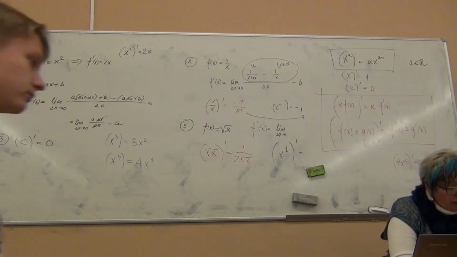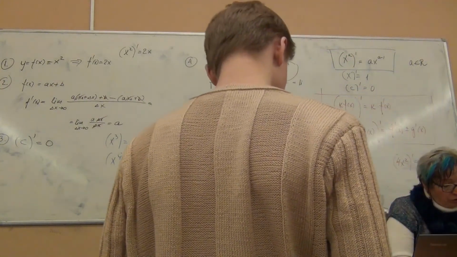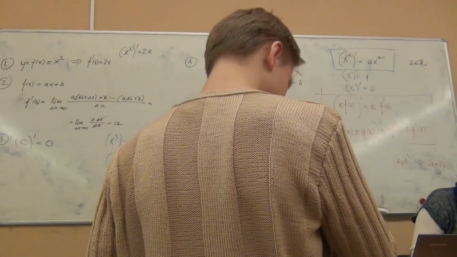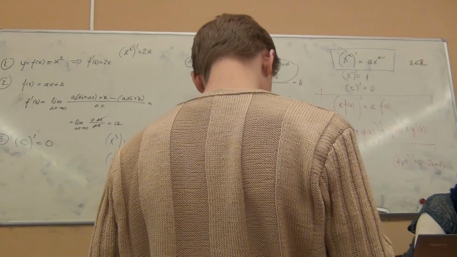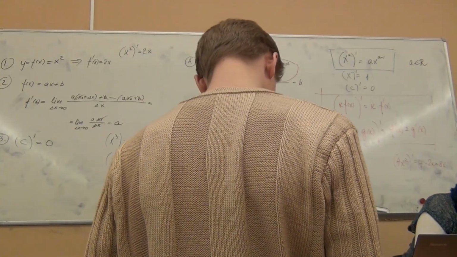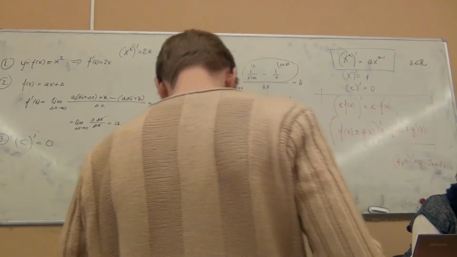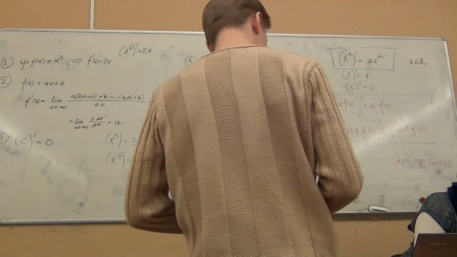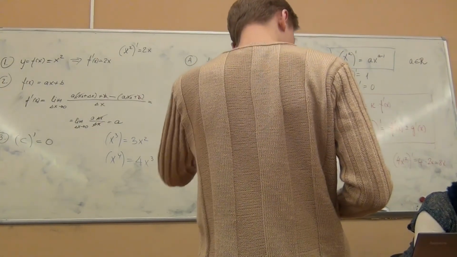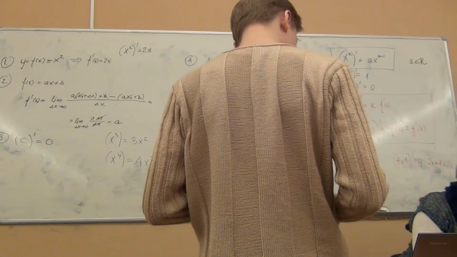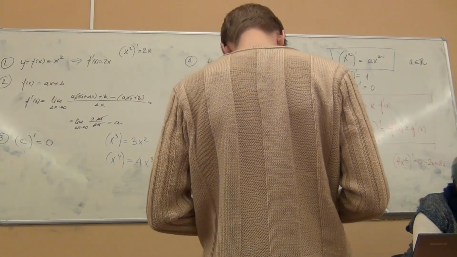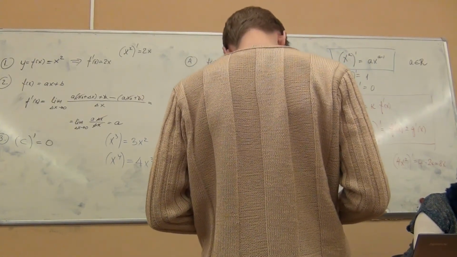So minus 3 times x to the power minus 2. Because this is actually x to the power minus 3. And if you derive it, you have to take this. It becomes the coefficient times x to the power minus 3 minus 1. It's minus 4. So it becomes minus 3 over x to the 4.